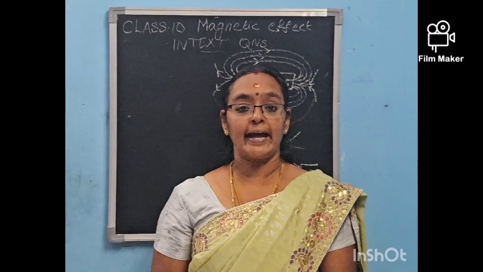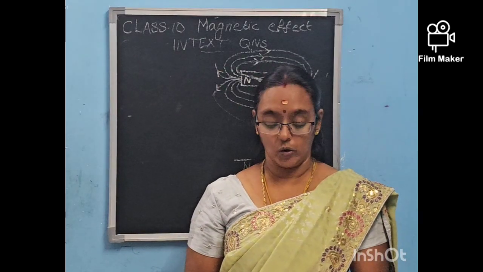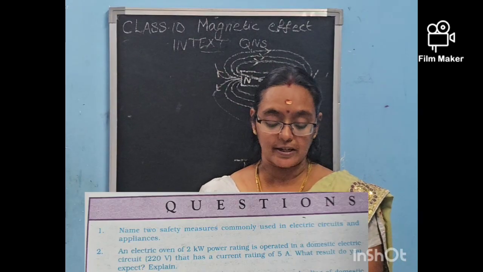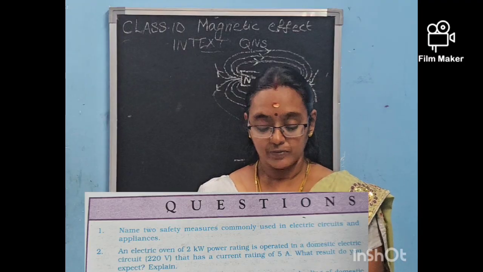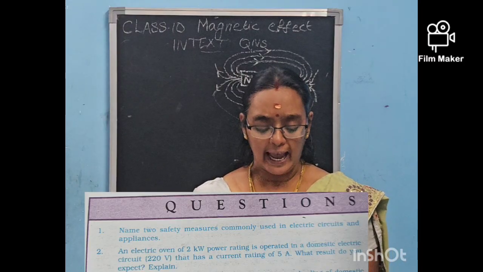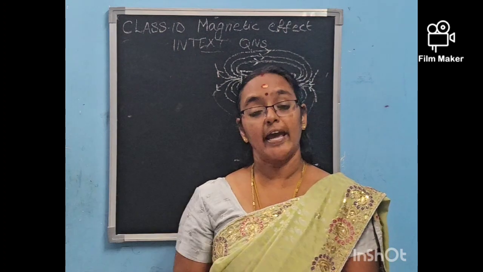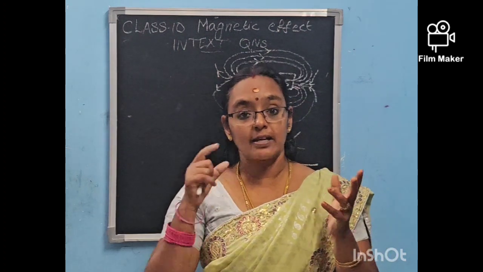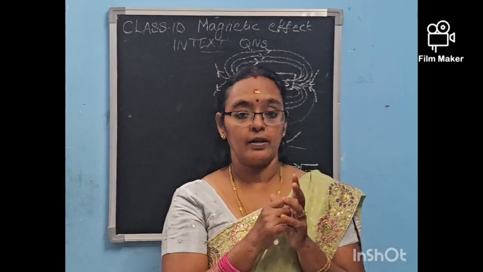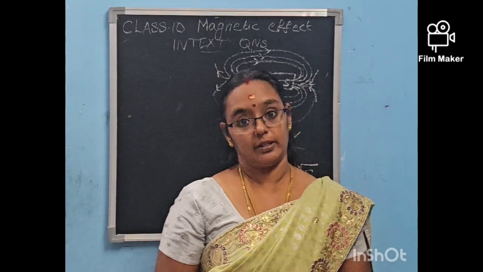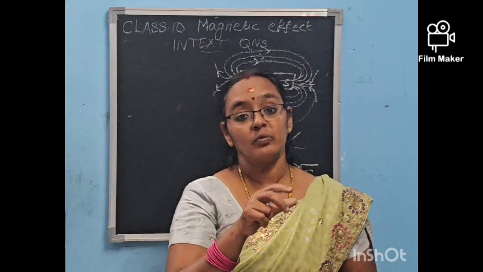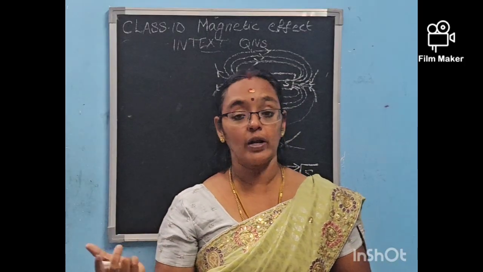The next question is: an electric oven of 2 kilowatt power rating is operated in the domestic electric circuit, that is 220 volt, with a current rating of 5 ampere. What result are you expecting? Explain. The electric oven is connected to 5 ampere current. Is it correct or not is the question. So what is the current which the oven is drawing? We have to understand that, then only we can say anything.